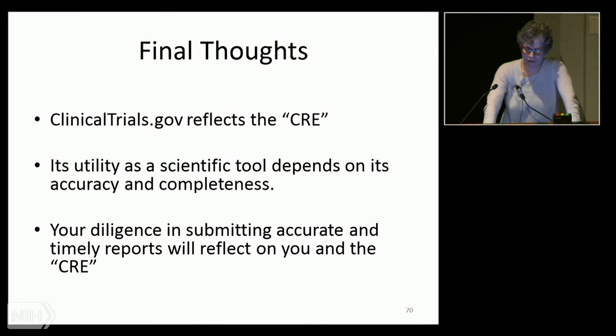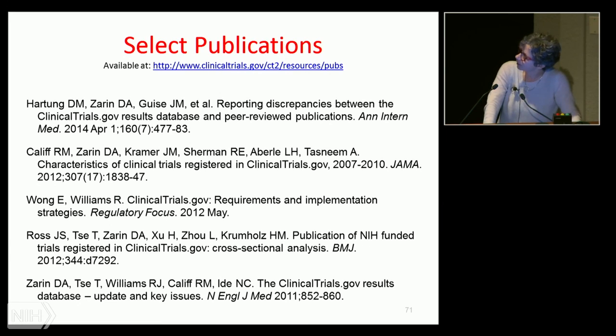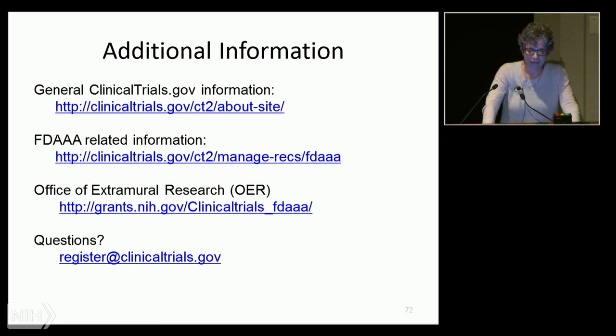So final thoughts are that ClinicalTrials.gov reflects the clinical research enterprise, the CRE. Its utility as a scientific tool depends on its accuracy and completeness, and your diligence in submitting accurate and timely reports will reflect on you, increasingly reflect on you, as both journalists and researchers actually study the quality and the quantity of reporting that both individual researchers are providing as well as institutions. And it will also reflect on the CRE. And here's a list of publications that might be of interest, and this list is also always available on ClinicalTrials.gov. And here's a list of links for additional information that might be of interest to some of you.